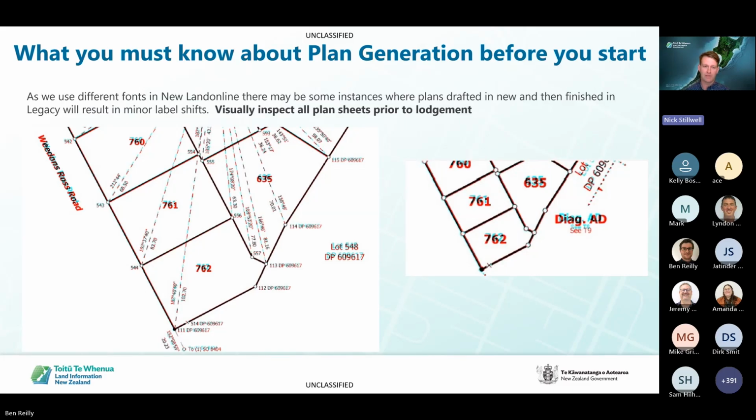The appellation labels have a little bit of a shift at the top, and they're a bit smaller, and the road labels are also a little bit smaller. So because of these visual differences, we're encouraging you to visually inspect all plan sheets prior to lodgement when you jump over into the new app, which I hope is something people are doing anyway, because I know things can move from time to time. Okay, next slide.